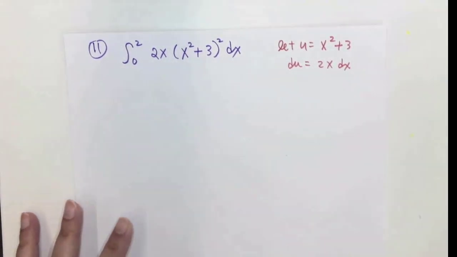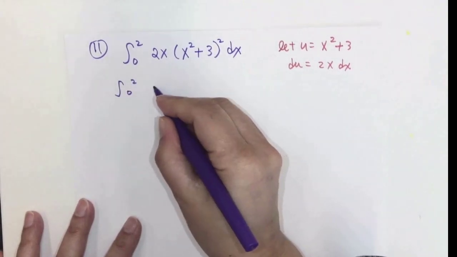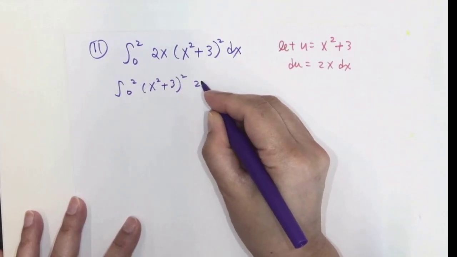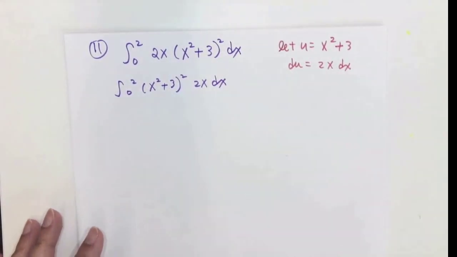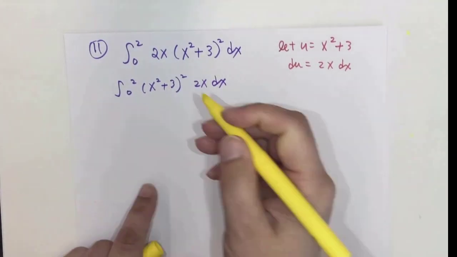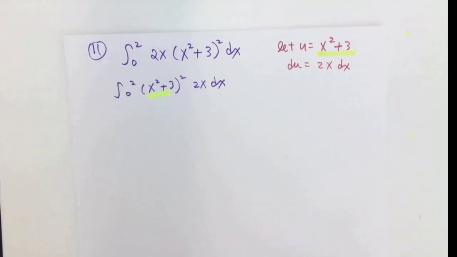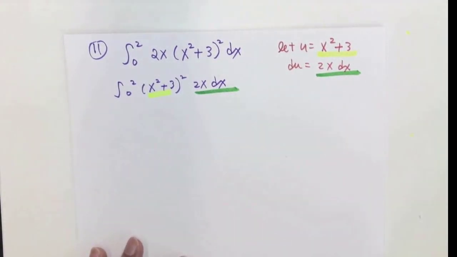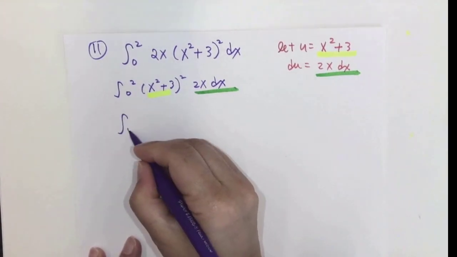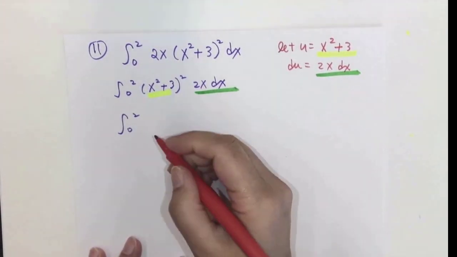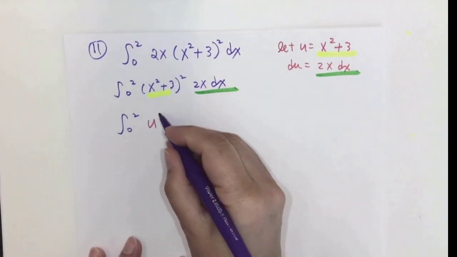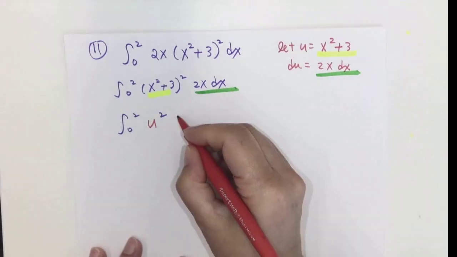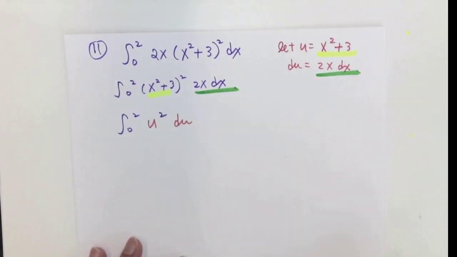No, we will keep that because I can substitute with that. So I'm going to put this part first because that's my u squared, and then I put the 2x dx together. The u part is going to be this, and then the du part is this part, right? So we're going to substitute that. From 0 to 2, this is u squared. 2x dx is going to be my du. So I think we are ready to take the integral.